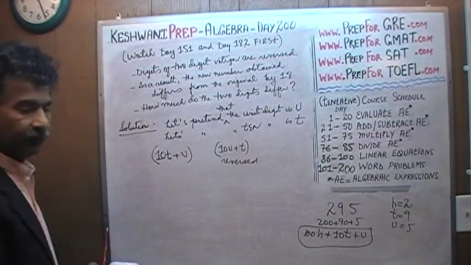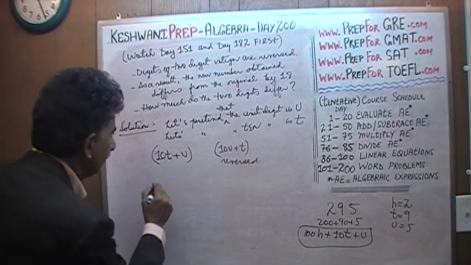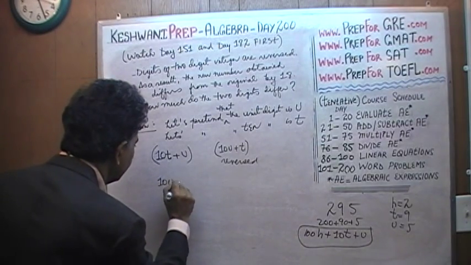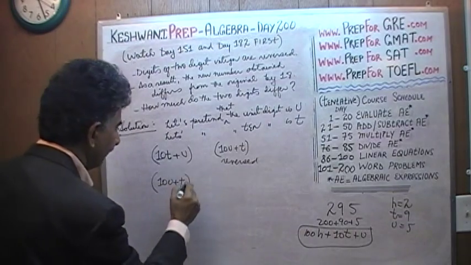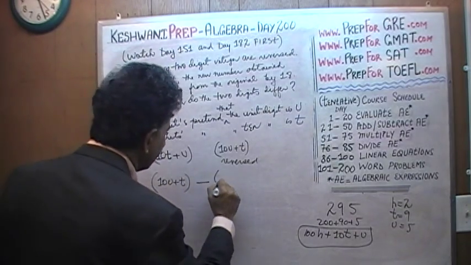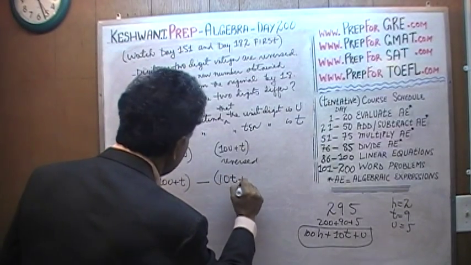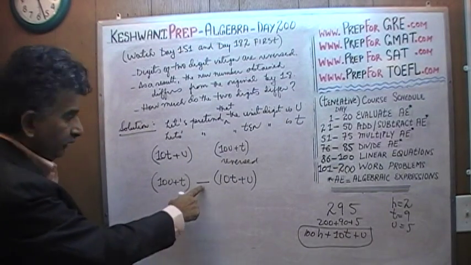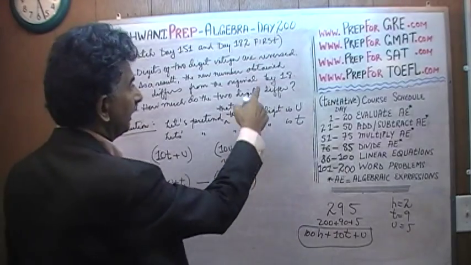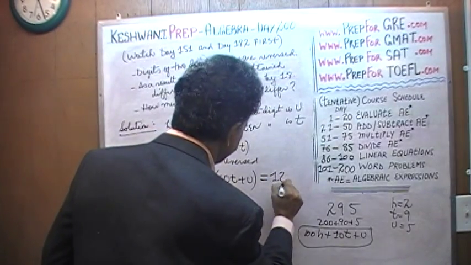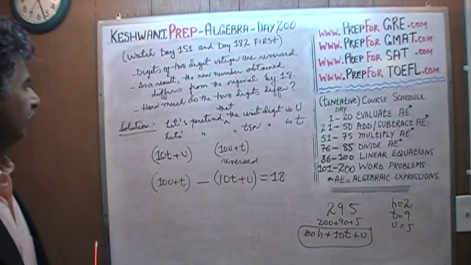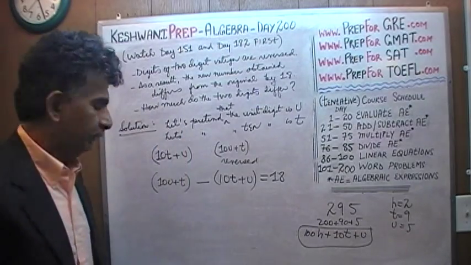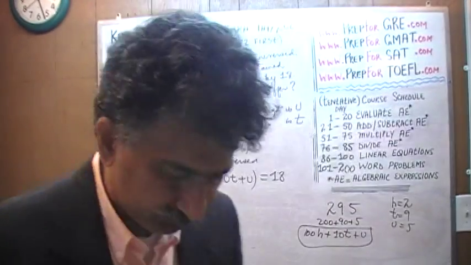So this has to go first. So let's put it here. 10 times u plus a t, because this apparently is the bigger number, minus 10 times t plus a u. This quantity differs from the original integer by 18. The question simply is, how much do the 2 digits differ? Well, that's pretty straightforward, very simple. The rest is very easy.